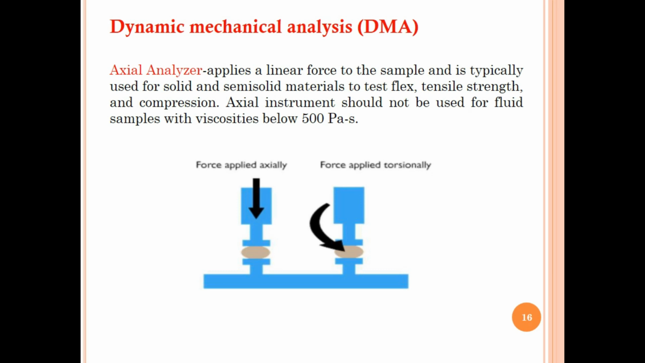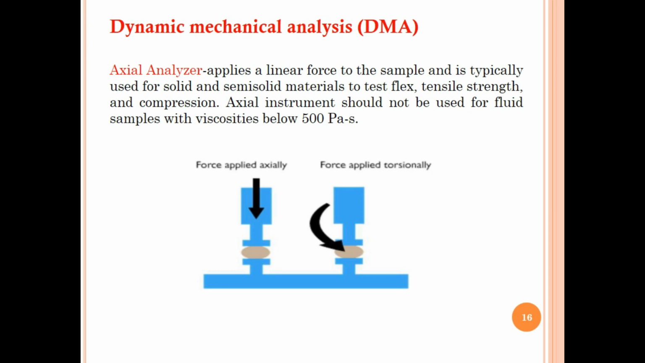Now we'll discuss the axial analyzer. By applying this analyzer, we get the axial deformation of the sample under investigation in the DMA instrument. An axial analyzer applies a linear force to the sample and is typically used for solid and semi-solid materials to test flexure, tensile strength and compression. An axial instrument should not be used for fluid samples with viscosity below 500 Pascal second.